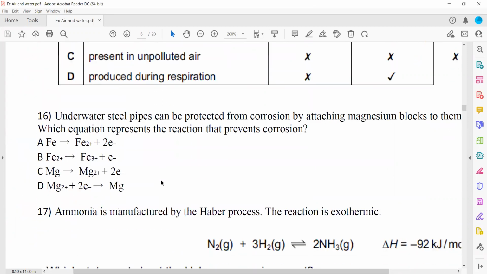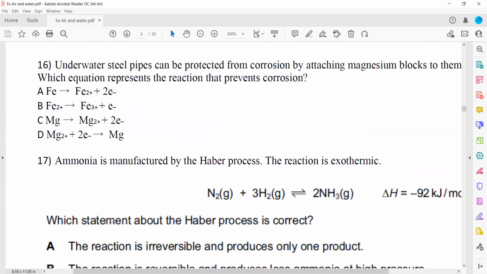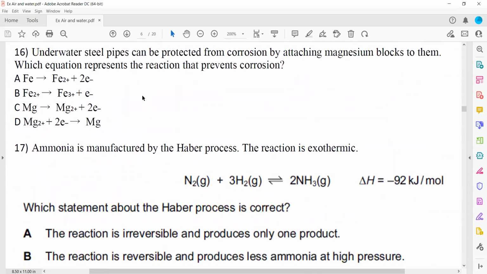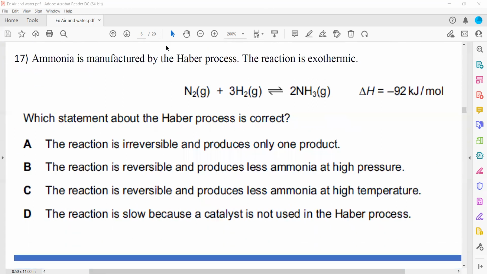Then, underwater steel pipes can be protected from corrosion by attaching a magnesium block. Which equation represents the reaction that prevents it? Basically, this is called sacrificial protection because magnesium is more reactive, so magnesium will react first. How do metals react? Metals tend to lose electrons, so a magnesium atom will lose electrons and turn into a magnesium ion. So C is the right answer because metals have the tendency to lose electrons. And a more reactive metal can lose electrons easily as compared to a less reactive one.